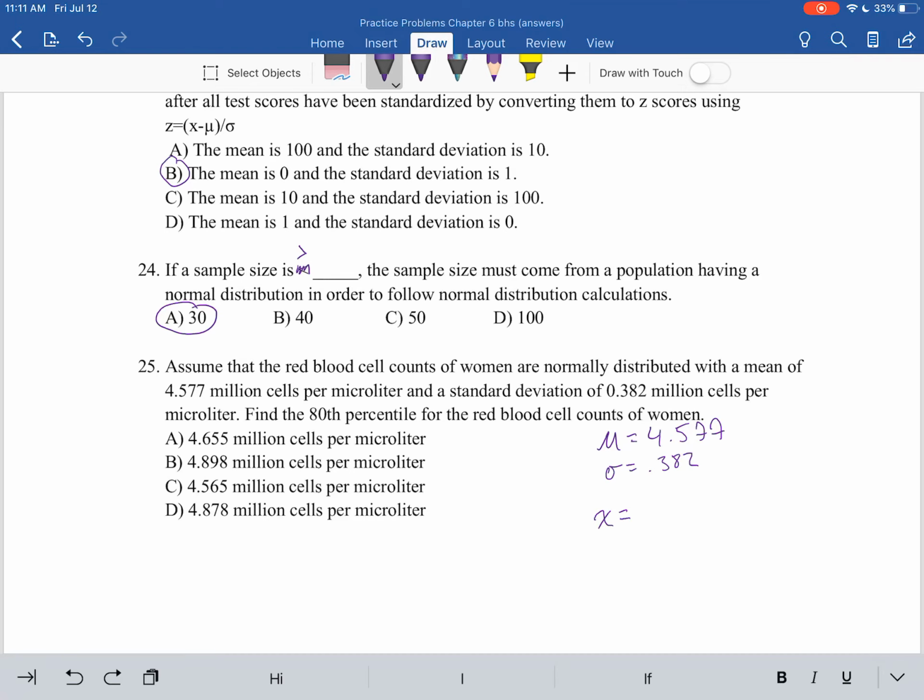So x is going to equal the z of 0.80, the 80th percentile, times our standard deviation, plus our mean of 4.577. When we go to our book, find the 80th percentile, we'll see that our z value is 0.84. So we write all this out again. I'm also truly apologetic that I have terrible handwriting, so hopefully me talking it out helps. When you solve all this out, you'll find that the value is 4.8978 million cells per microliter. When we write all this out, we'll find that our value is B.